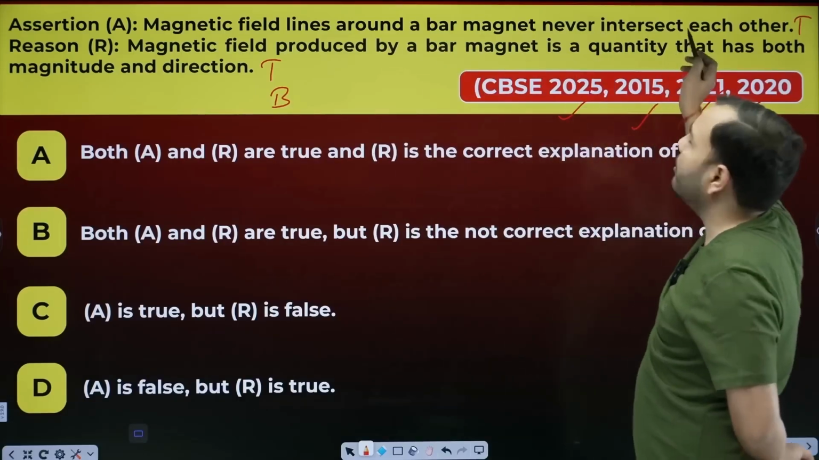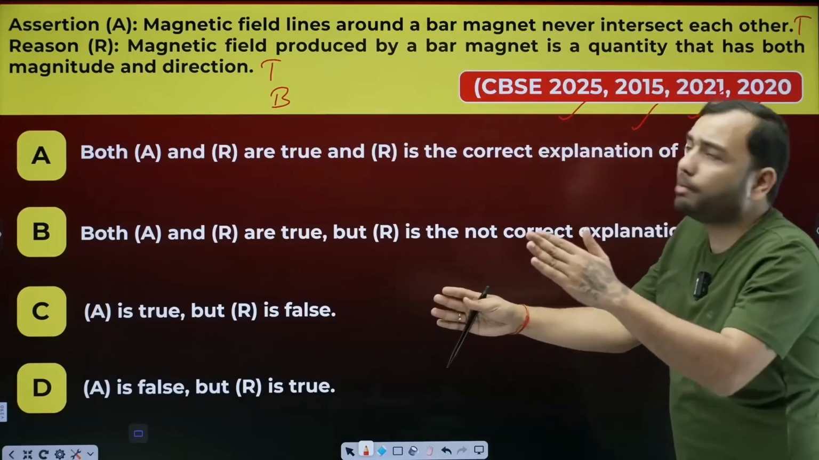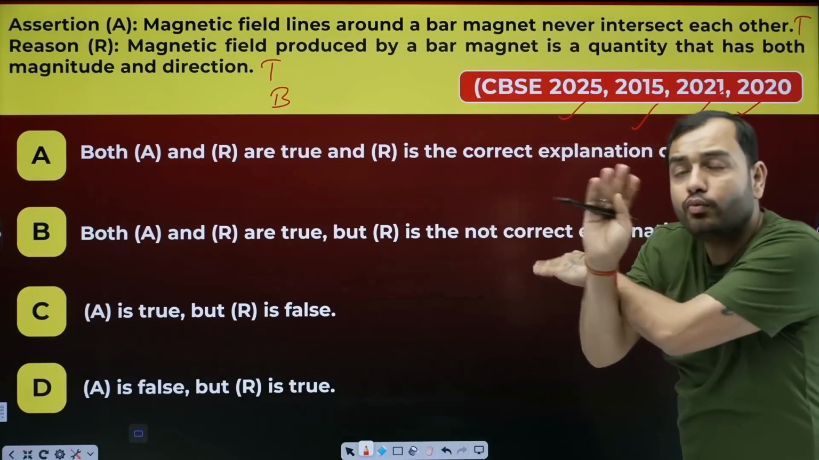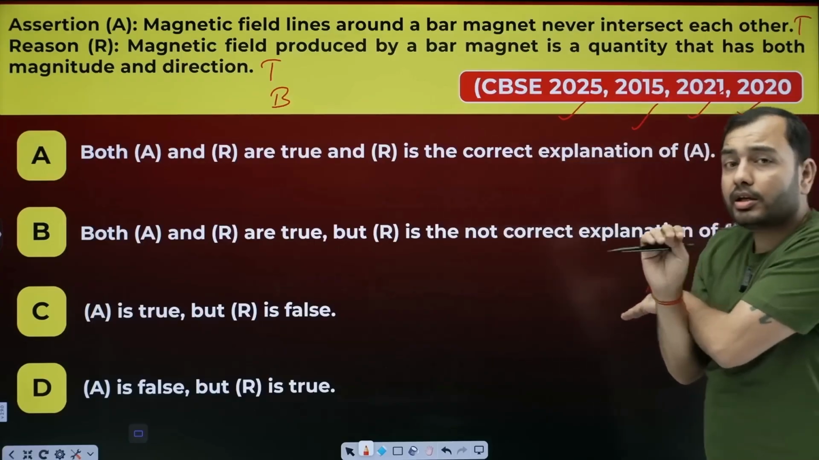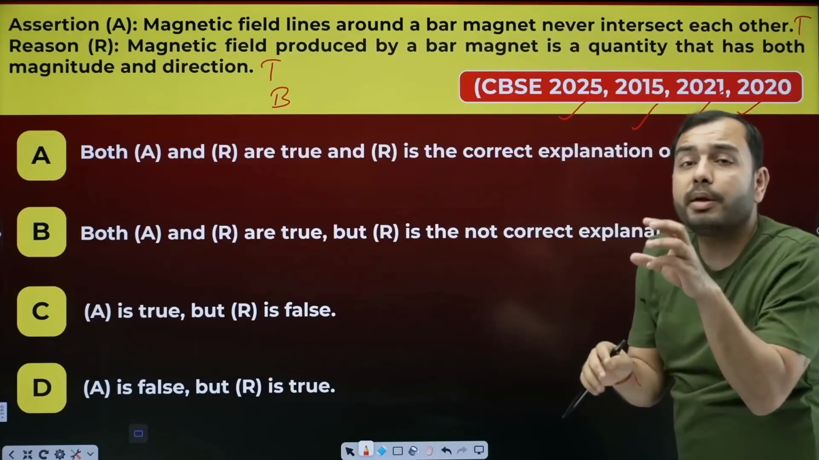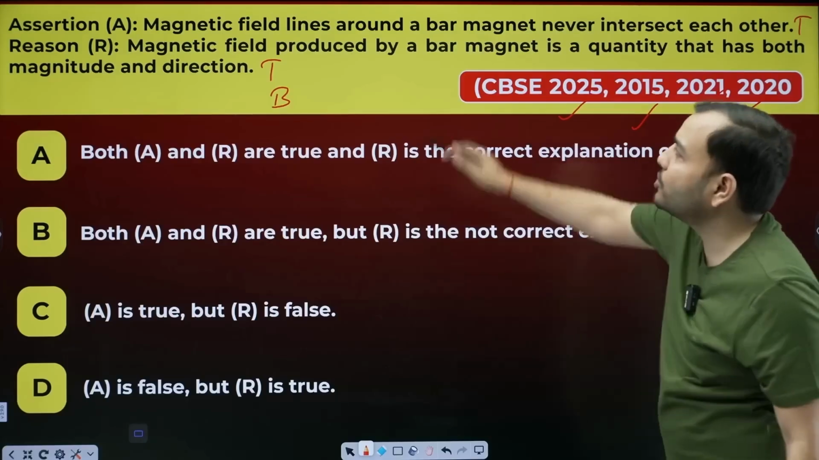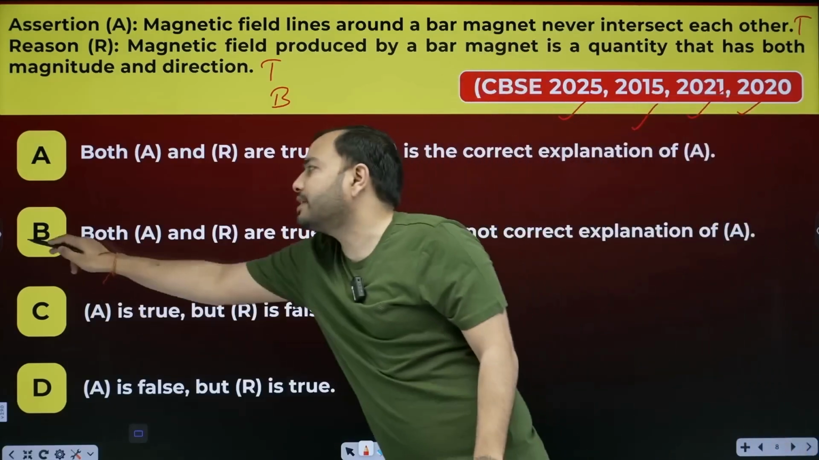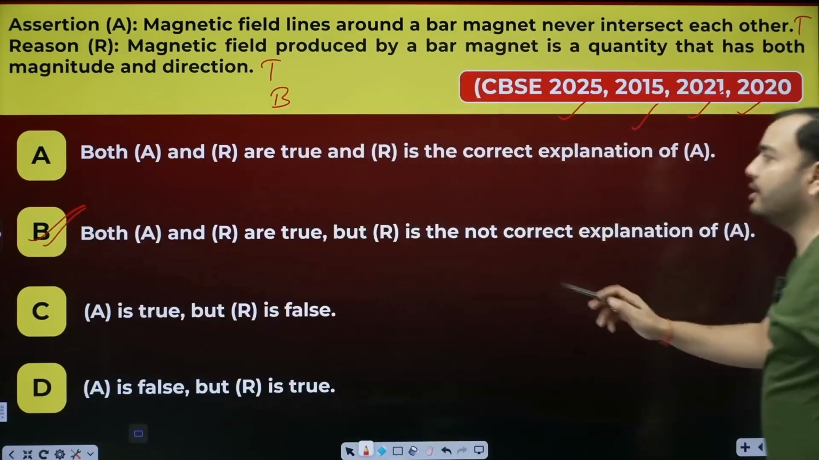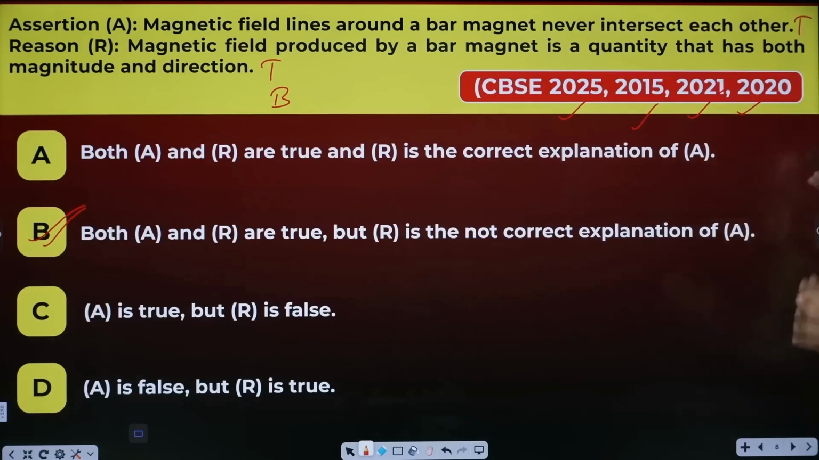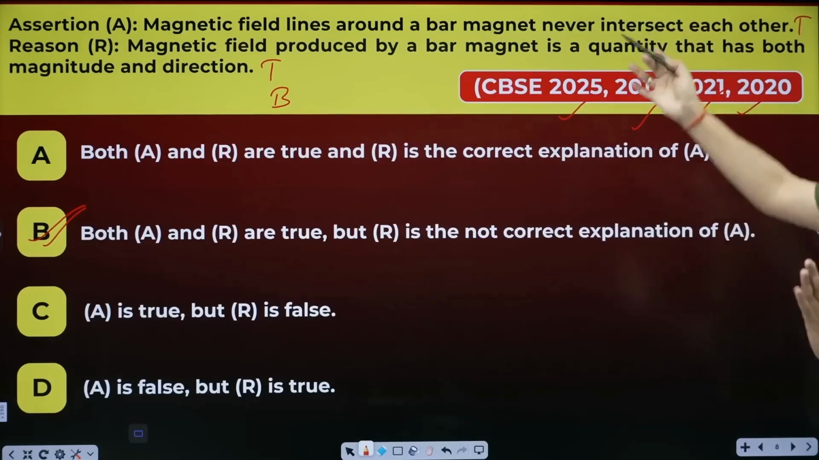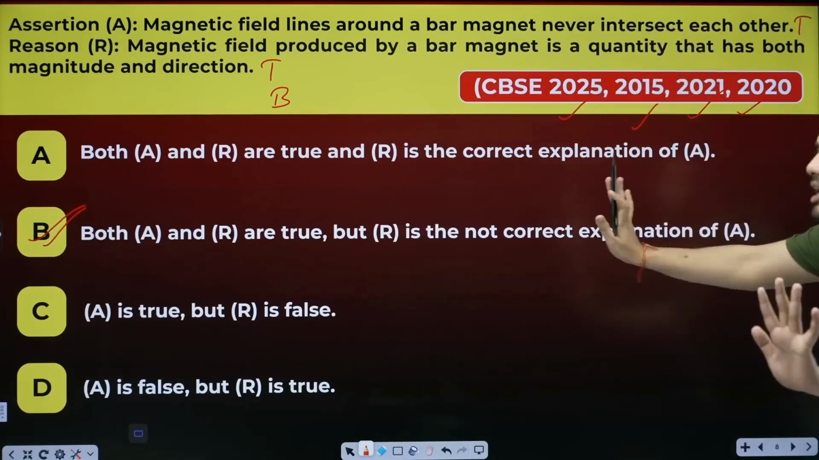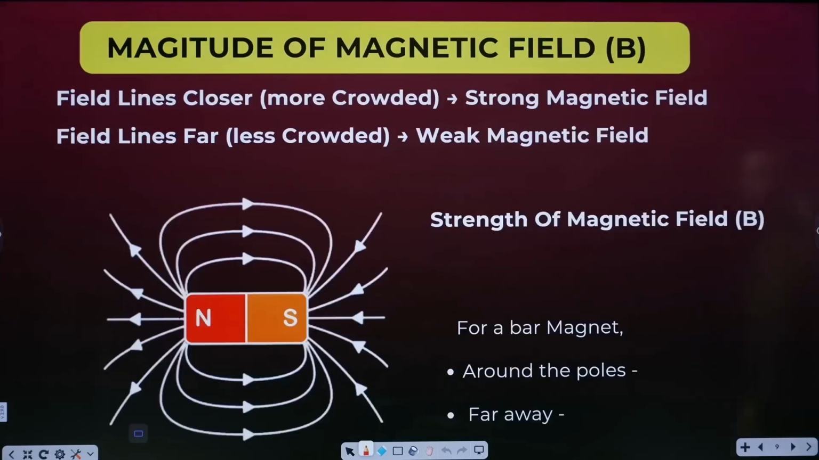Above it is saying magnetic field lines around a bar magnet never intersect each other. What should have been its reason? Its reason should be because the compass needle cannot point in two directions. But here it's something else. So both are true, but it is not the correct explanation. Both A and R are true, but R is not the correct explanation of A. Come on, let's move forward.